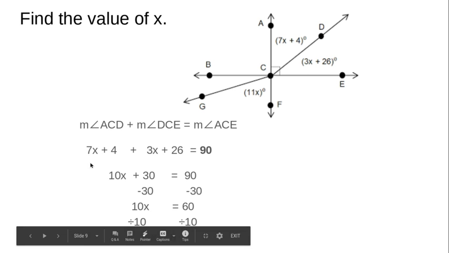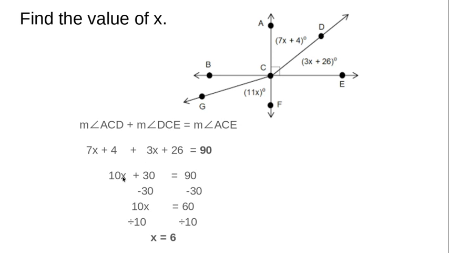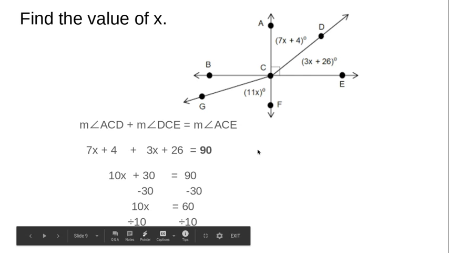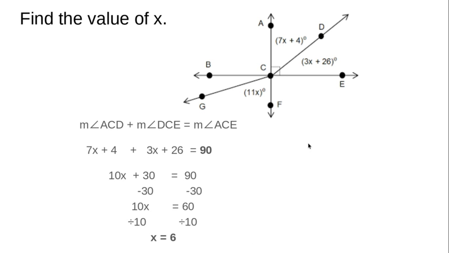Then we collected our like terms. 7x and 3x are 10x, and 4 and 26 are 30. They equal 90. Subtract the 30, divide by the 10, and we get the value of x, and that's all this one asked for. It didn't ask for anything more than that. It just wanted to know what is the value of x.